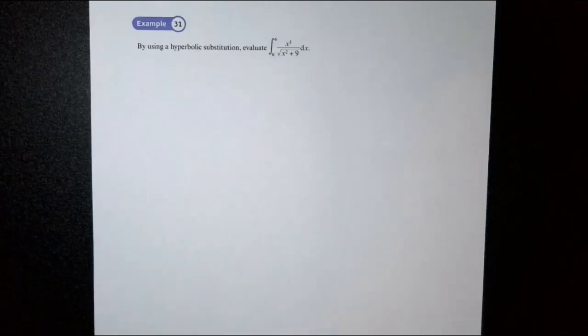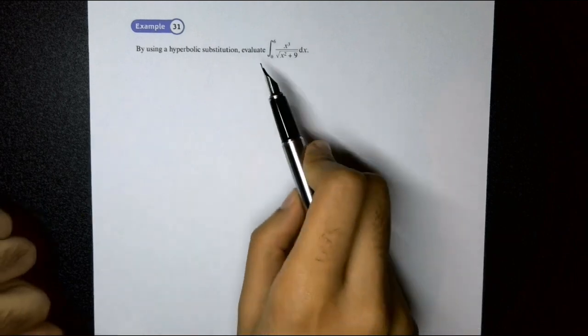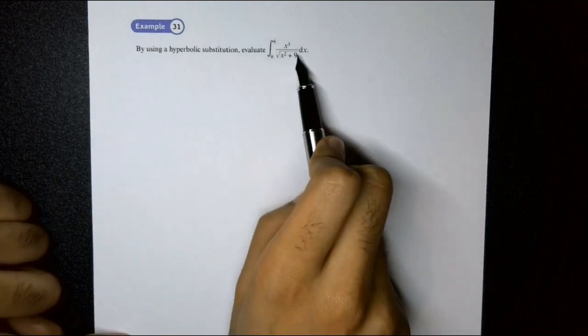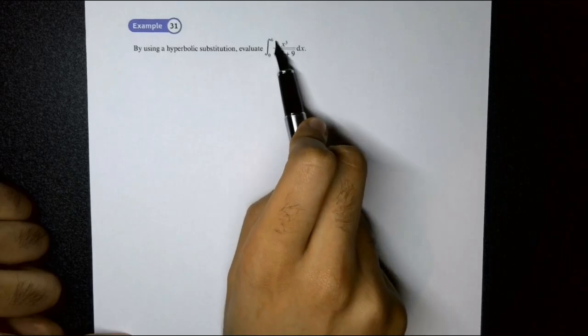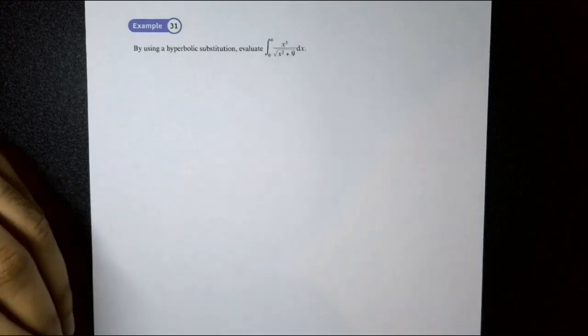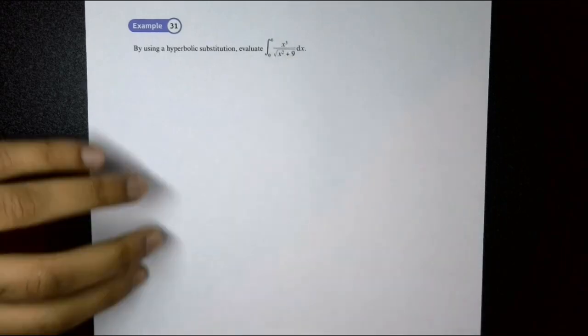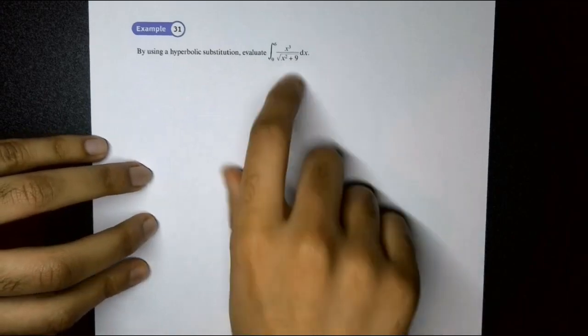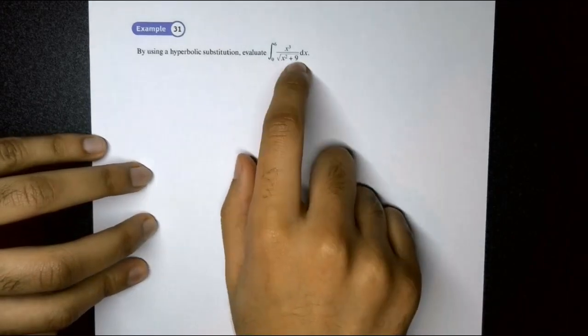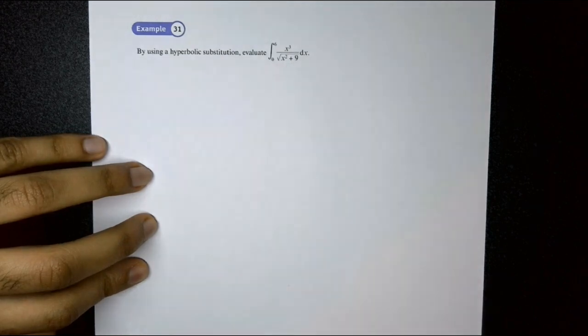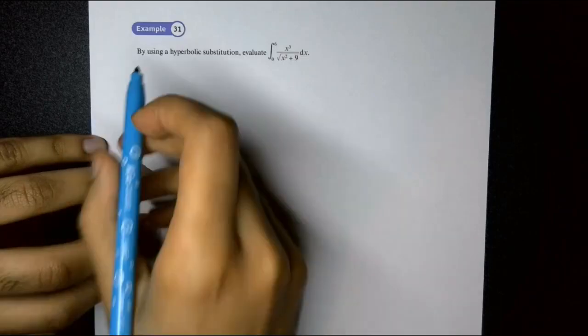Example number 31. By using a hyperbolic substitution, we have to evaluate the integral of x cubed over the square root of x squared plus 9 with respect to x in between 0 and 6. So if we're using a hyperbolic substitution, first of all you'll notice we're square rooting. So the hyperbolic will involve hyperbolic sine or hyperbolic cosine.